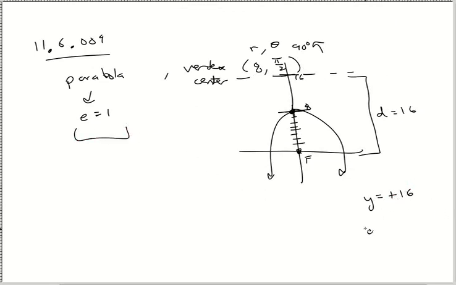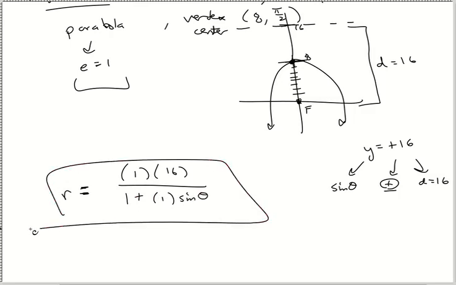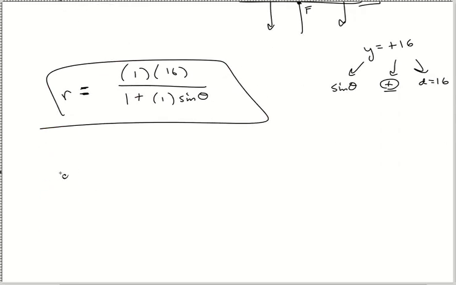So we have an e. I have sine. Out of the plus and the minus, I'll be using a plus. And my d is equal to 16. Immediately, I can write the answer. r equals ed divided by 1 plus, not plus minus, plus e sine theta. We're done. Cool. Moving on.